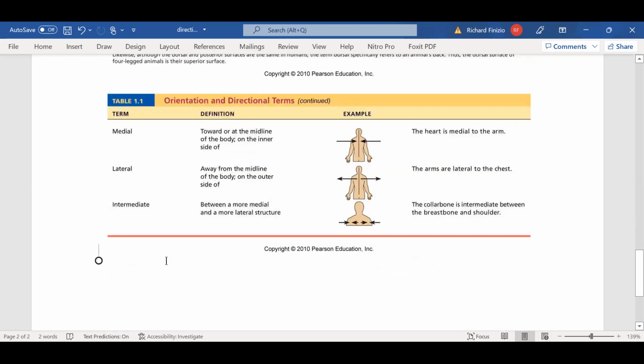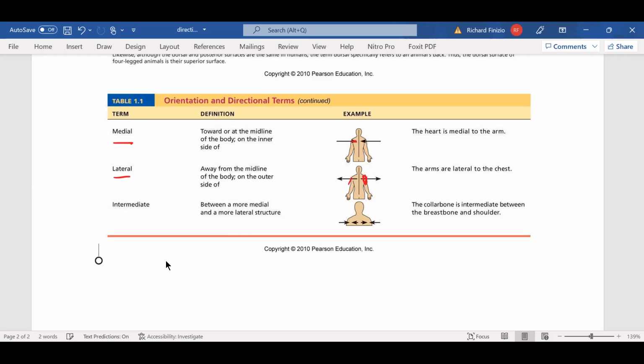This is an important one too. Medial and lateral. I'm not sure if you know exactly, you probably do. The breastbone is pretty much right in the center of our chests. So it's in the midline of the body. The breastbone is called the sternum. So the sternum is medial to the humerus, which is the arm bone, which you'll learn. And the humerus is lateral to the sternum.